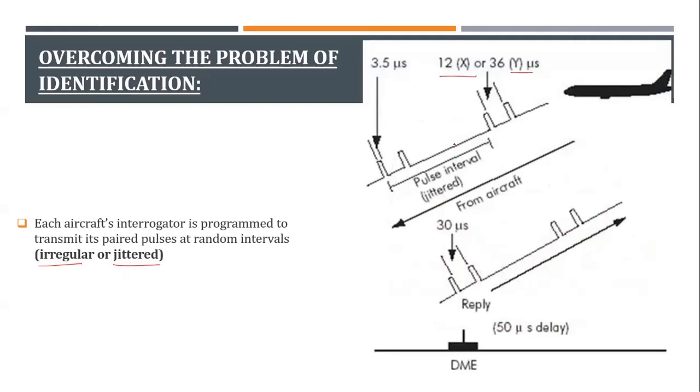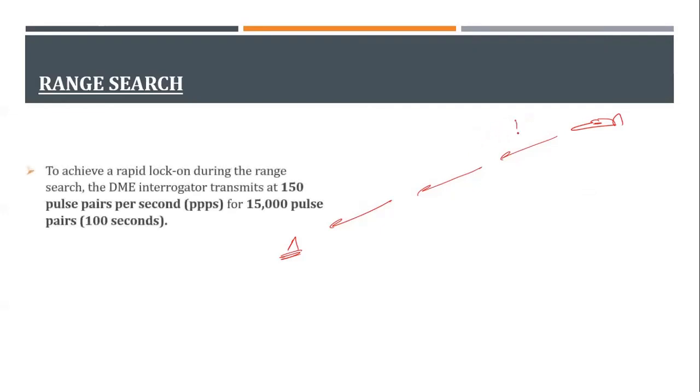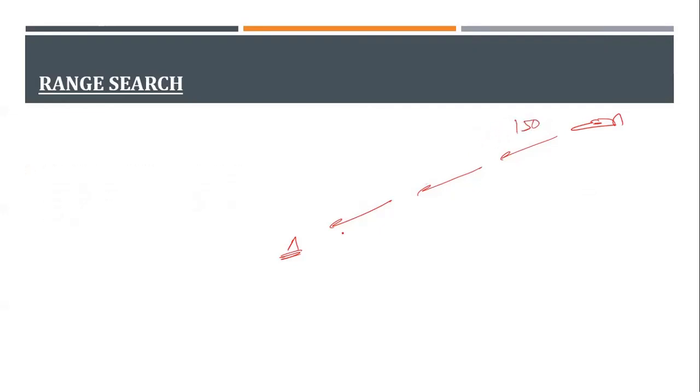Clear? All right. If you go more into depth in the range search, when the aircraft is doing a range search, it is sending out signal in all directions. In all directions it is sending out the maximum power it can, because it is sending out the signal in all directions. It is utilizing the most power. In that case, it is utilizing 150 ppps.